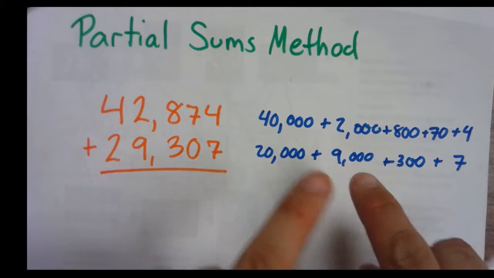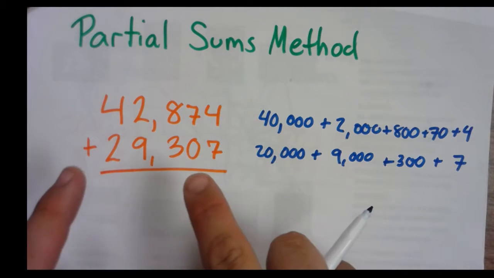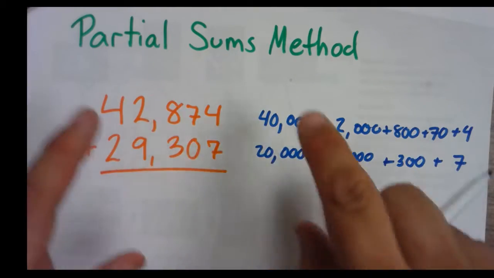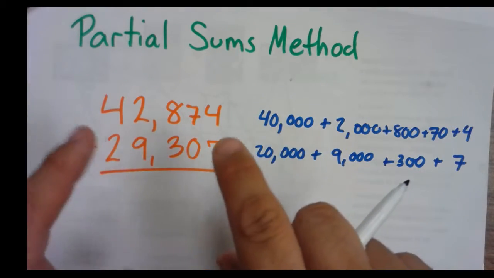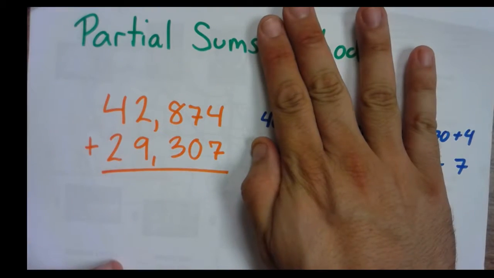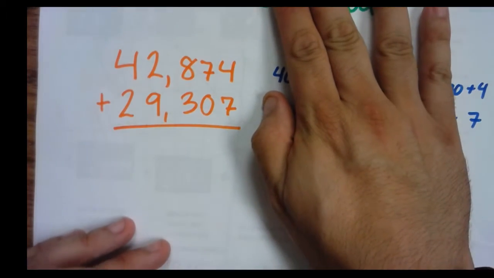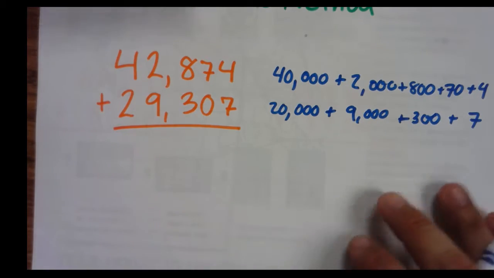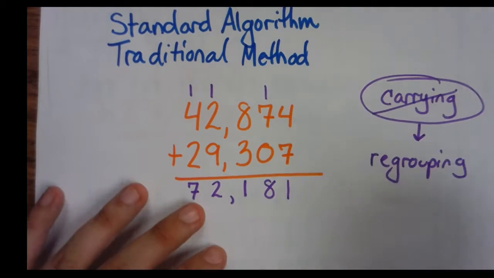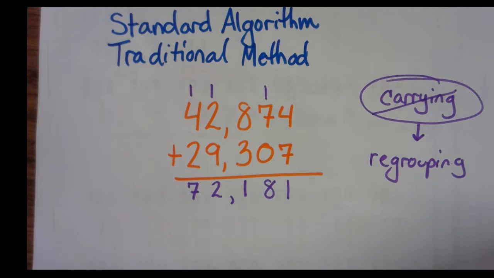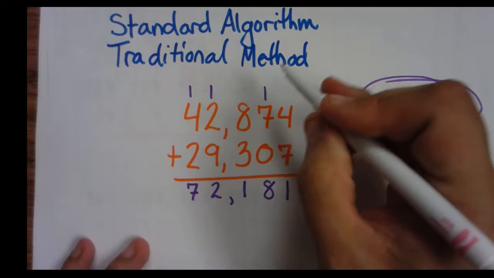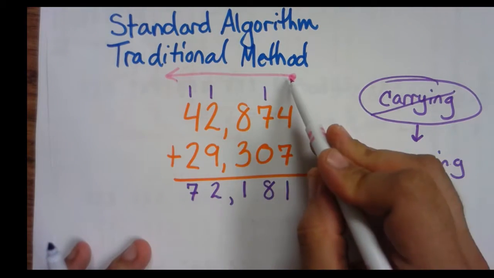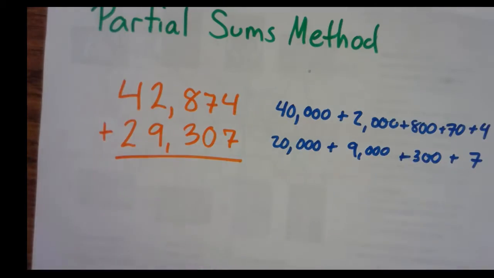You don't need to write out the expanded form in order to use the partial sums method. It's something I'm doing here just to remind you of what it is to decompose a number into expanded form. But really, you don't even need to worry about this in order to add it up. For the standard algorithm, if we go back for a second, you're always going to be starting from the right, moving to the left, starting from the ones place, going to the largest place values.